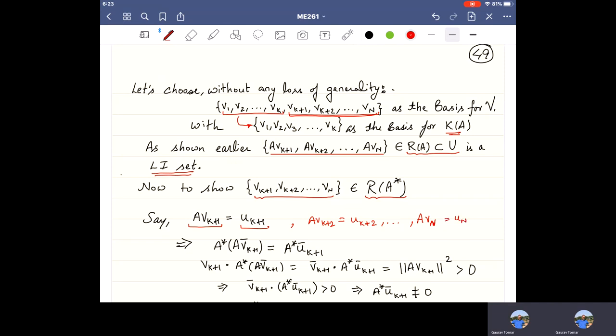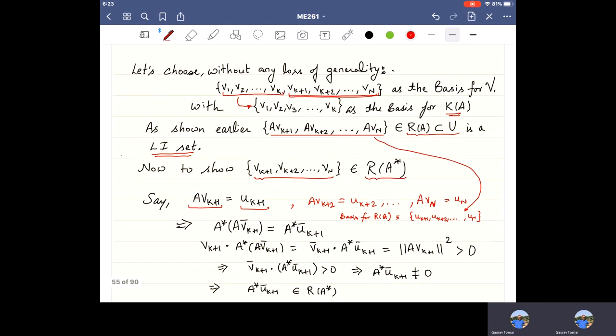So this set of vectors we've obtained, they belong to range of A, of course. So in a way, what we are saying is the basis for range of A is given by the set of vectors U_{k+1}, U_{k+2}, and so on, U_n, which is coming from here. So they're all linearly independent.